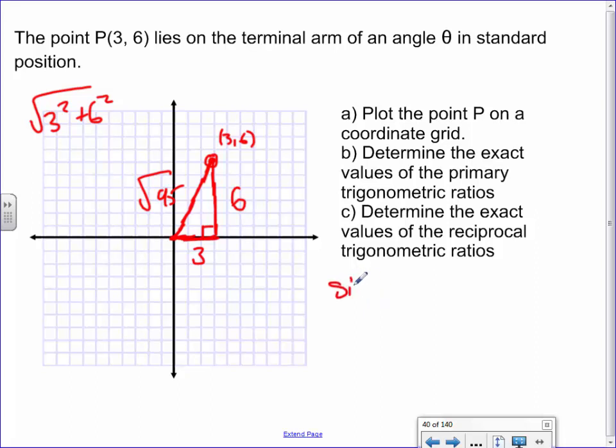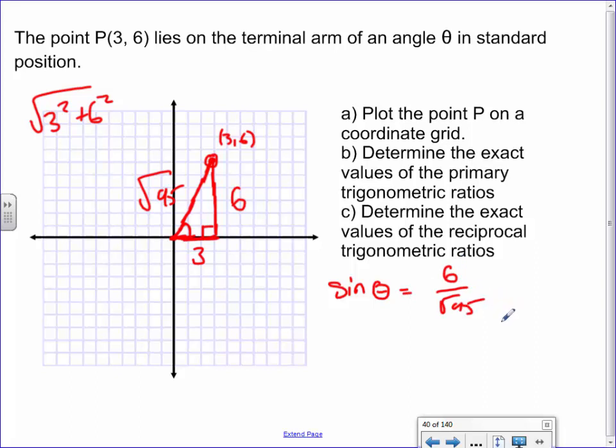What is sine supposed to be equivalent to? Sine is supposed to be opposite over hypotenuse, right? Well, what's the opposite of this reference angle right here? The opposite is actually 6. The hypotenuse is root 45.